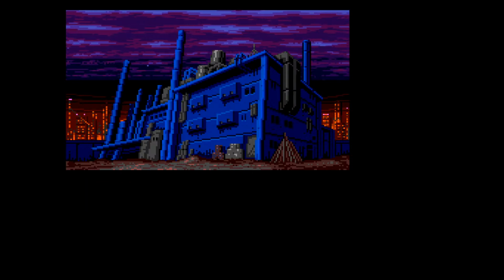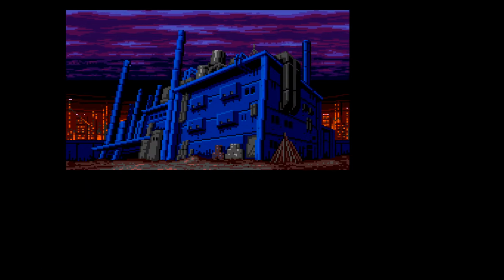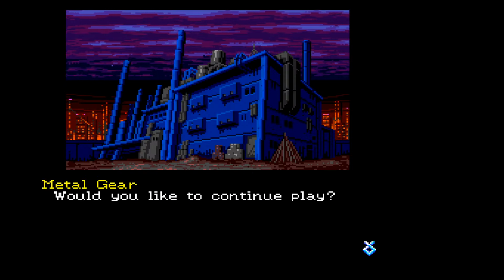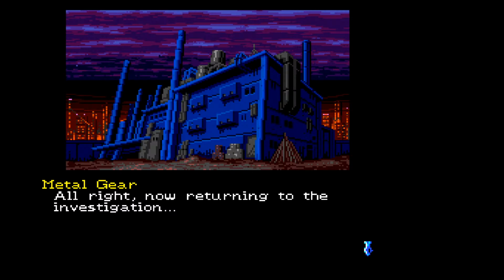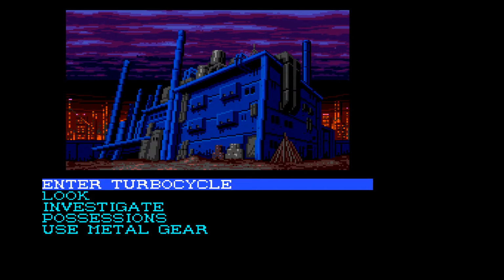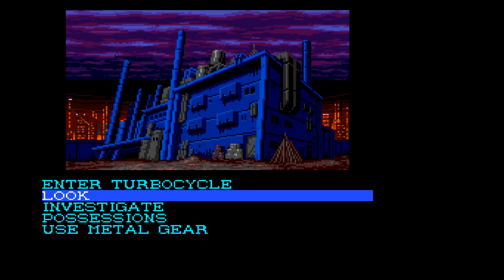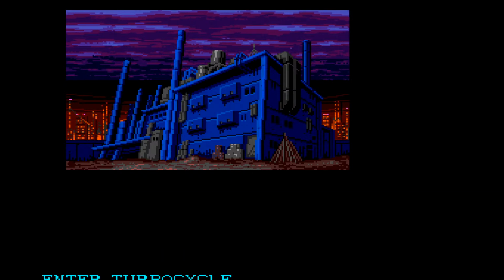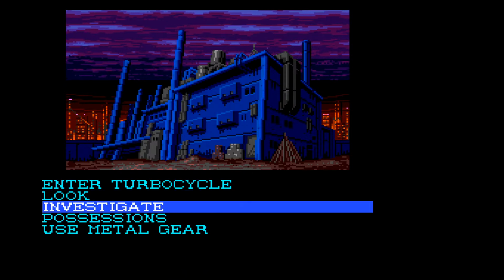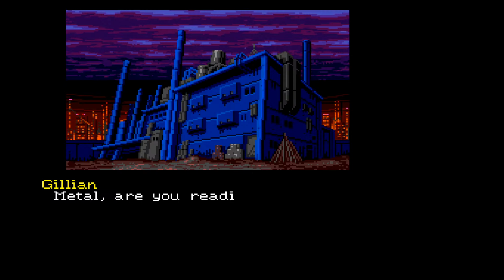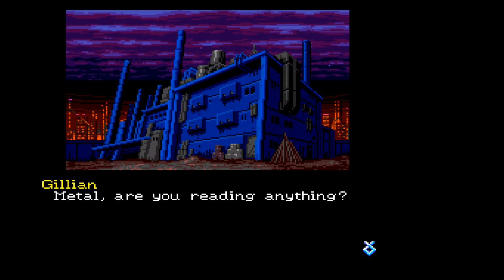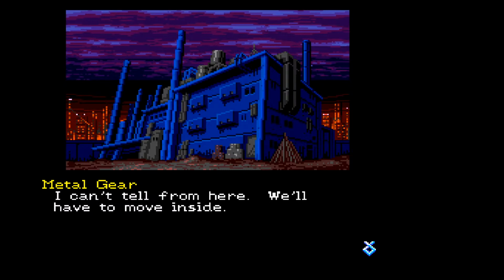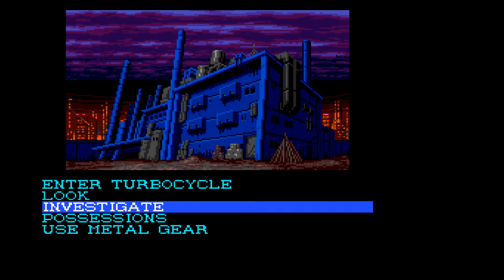Save? Which file number would you like? Save 1. Yes, I would like to continue playing. Yes. Alright, let's go ahead and look, investigate. Let's do motion detection first, I guess. Metal, are you reading anything? I can't tell from here. We'll have to move inside.